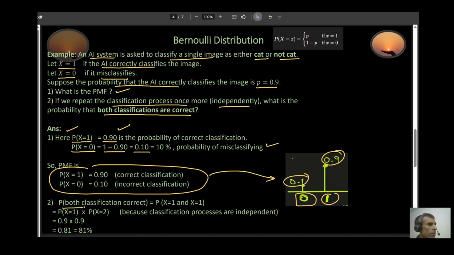Now, the probability that both classifications are correct, in other words, the probability that x equal to 1 and x equal to 1 in both trials, in both experiments, is going to be equal to the probability of x equal to 1 multiplied by the probability of x equal to 1. In this case, we are able to multiply because we know our processes are independent. This is only applicable if your processes are independent, and that's given to us. Multiply 0.9 by 0.9, and the answer is 0.81. So it's an 81% chance that both classifications are correct.